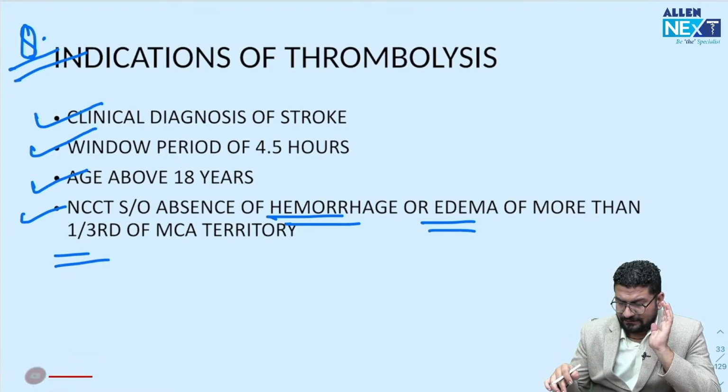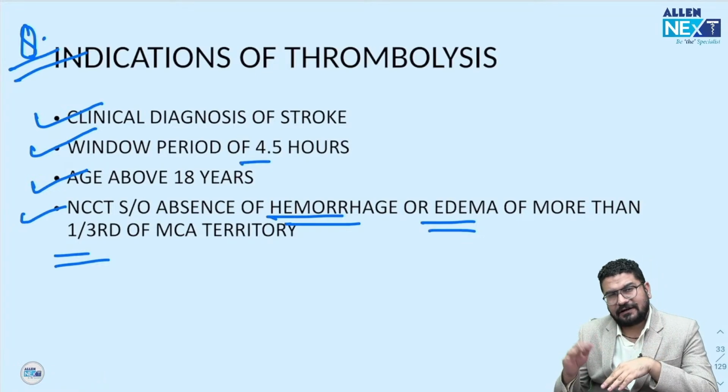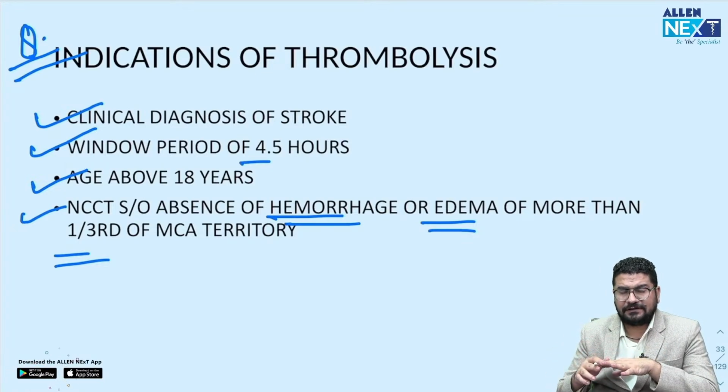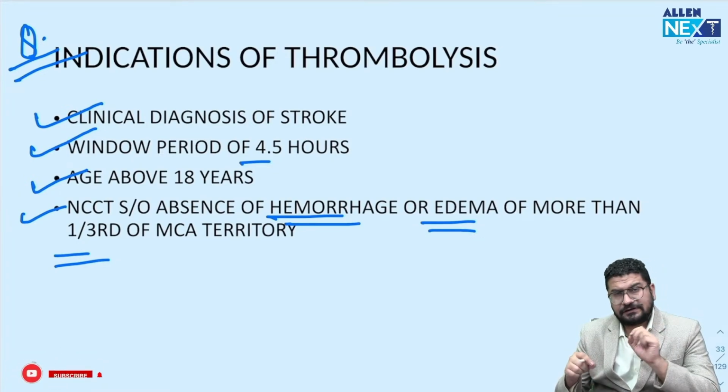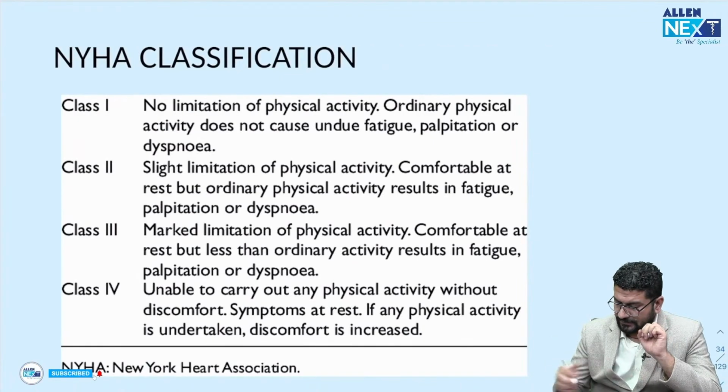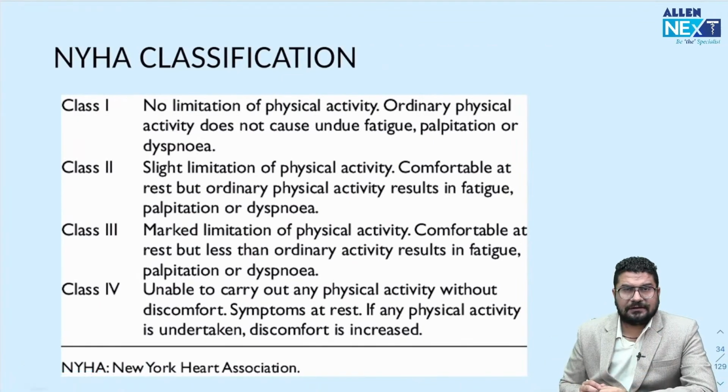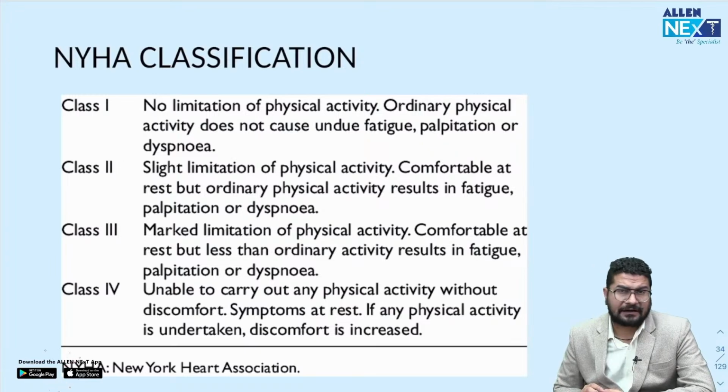So remember, whenever you see patients coming late, like 7 hours, 8 hours, in that case you will not do thrombolysis. There's a window period for mechanical thrombectomy, that is 6 hours. For thrombolysis, it's 4.5 hours. So what I am seeing is that in INI-CET, they are testing your practical knowledge as well.